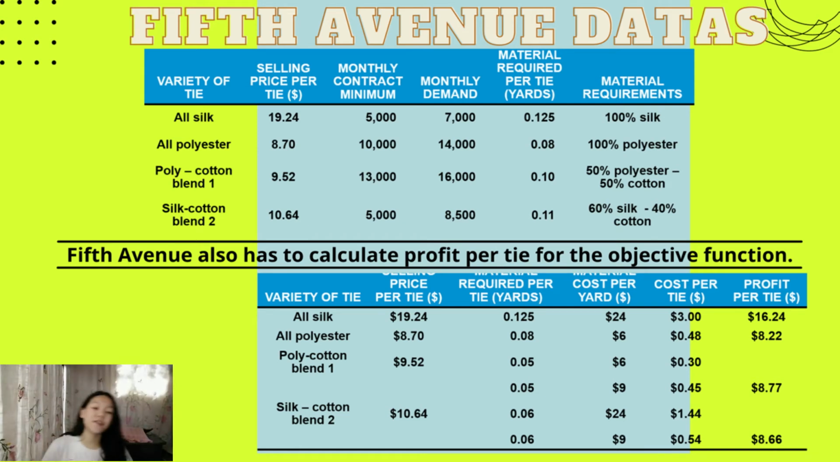Here is the data of the Fifth Avenue, of course composed of the selling price per tie, the monthly contract minimum, kasi nga, di ba, nag-set sila ng contract sa mga retailers nila, and monthly demand. Of course, kasi iba-iba yung demand per month ng mga ties. So, we have here the data and the material required per yard. So, it's cost din sa material na required kasi iba-iba din naman. And for the material requirements, it is if it is 100% silk, 50% polyester, 100% polyester, 100% cotton, or 50% cotton. So, here it is being put.